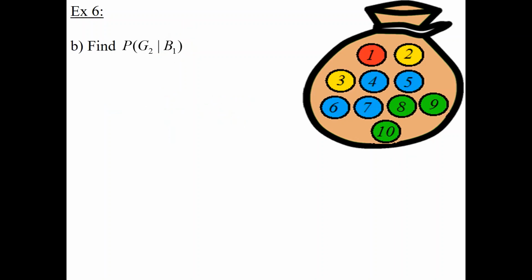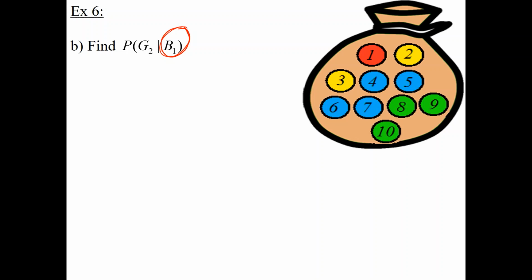Okay, so again, whatever's after the vertical line has occurred. So think of it like this. We've drawn the first ball, and we're about to draw the second one. So we've drawn the first one, it's blue. It's out of the bag, and it's staying out. And I'm about to draw the second one, what's the probability the second one is green?